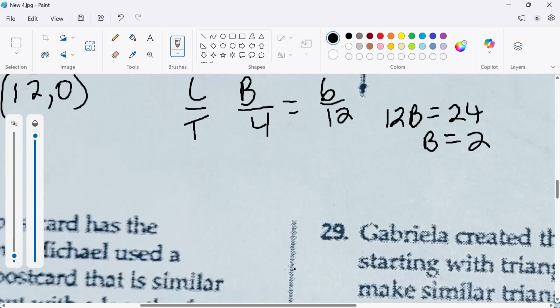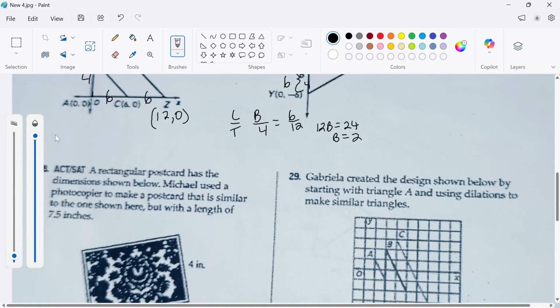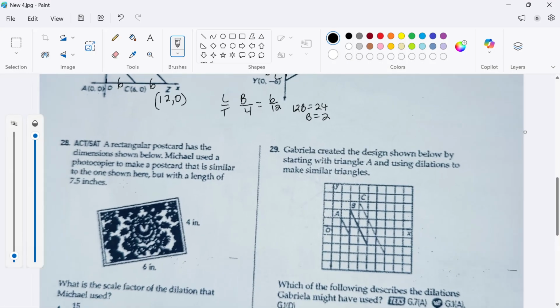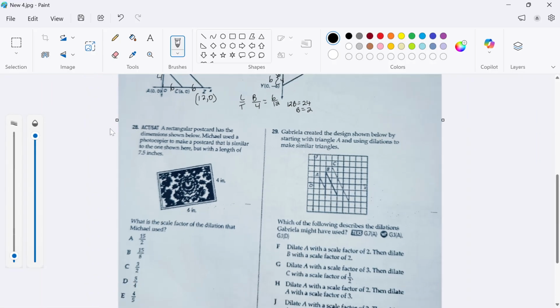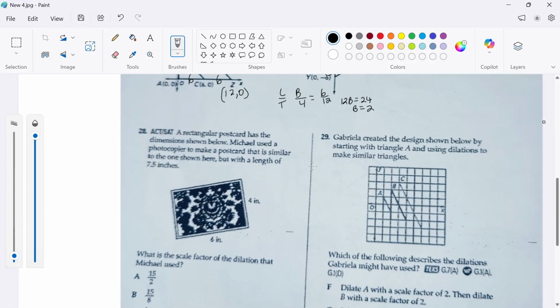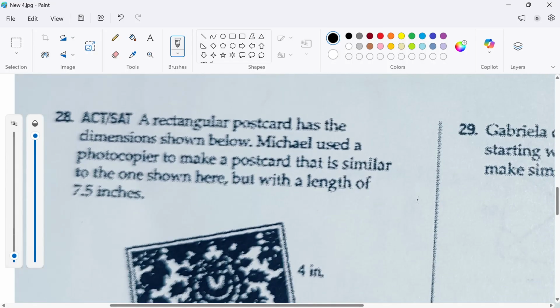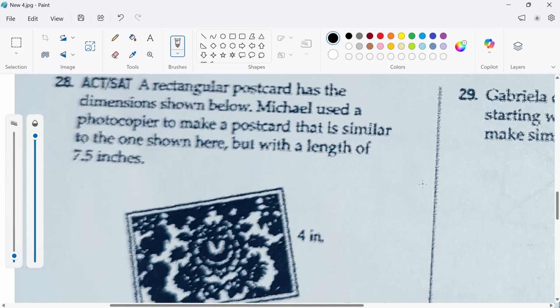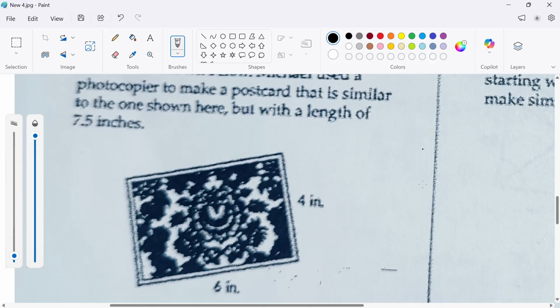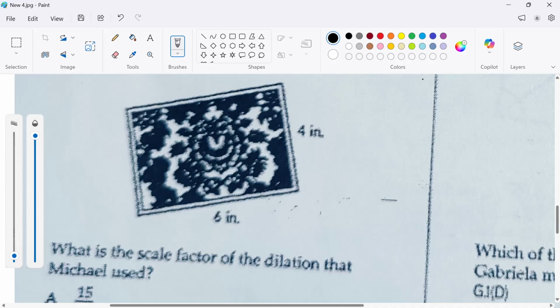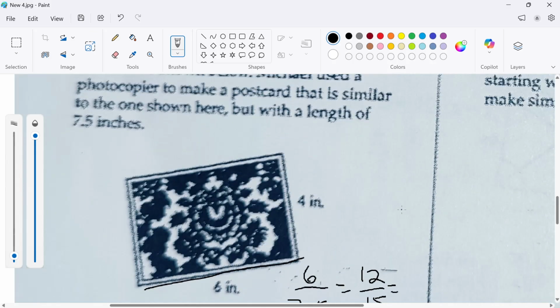Okay. Got that one. Now, a rectangular... Why can't I get this zoomed in to where I want it to be? Okay, I want it right in the center. Rectangular postcard has the dimension shown below. Michael used a photocopier to make a postcard that is similar to the one shown, but with a length of 7.5 inches. Well, the length of this is 6, so it's 6 to 7.5. I'll just double them both. That's 12 to 15. I can divide both of them by 3. What is the scale factor of the dilation?